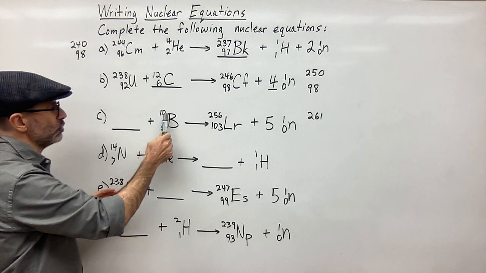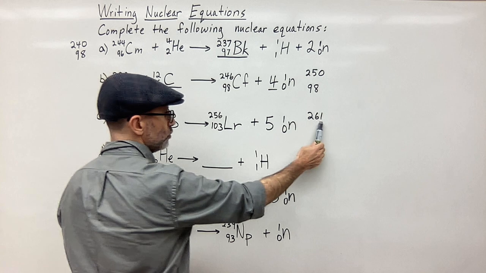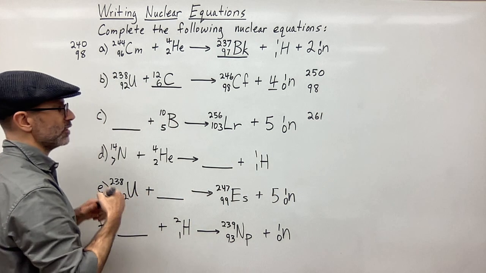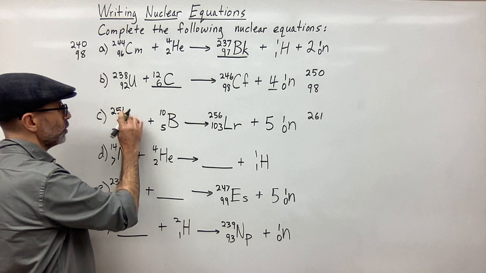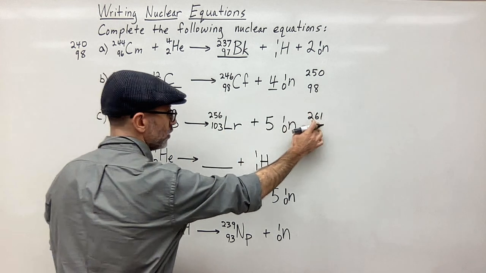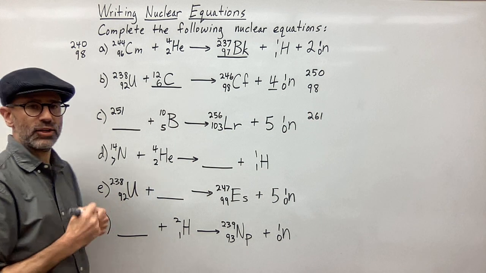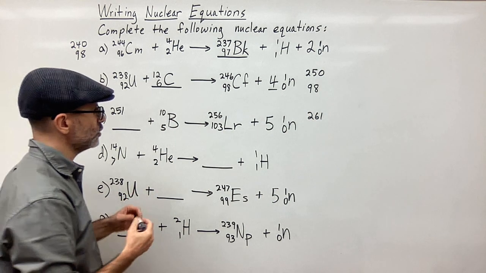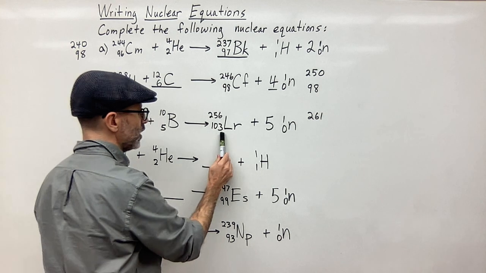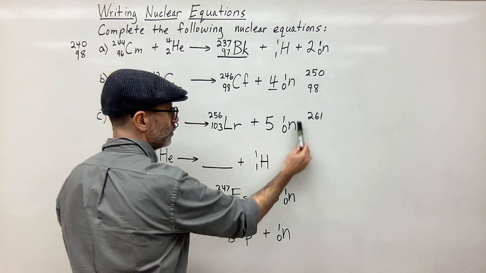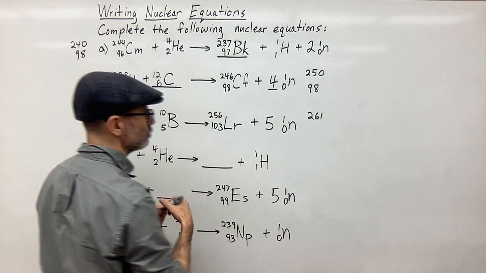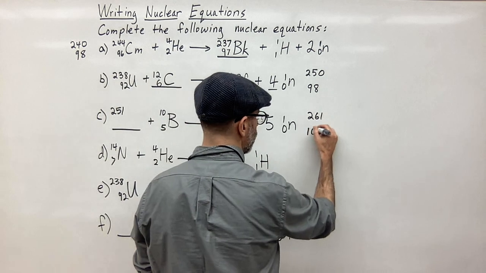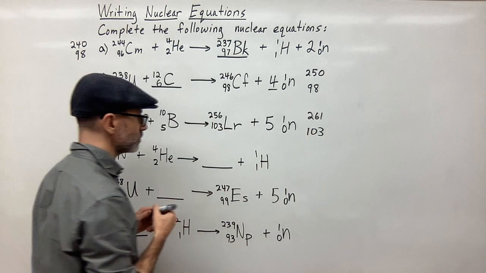Well, all I need to do is subtract 10 from 261 on this side, and I get 251. So 251 plus 10 gives me 261. Okay, now I can do it for the bottom numbers. So again, I have a 103 here, plus the 5 neutrons. 5 times 0 is 0, plus 103 is 103. So the total is 103.